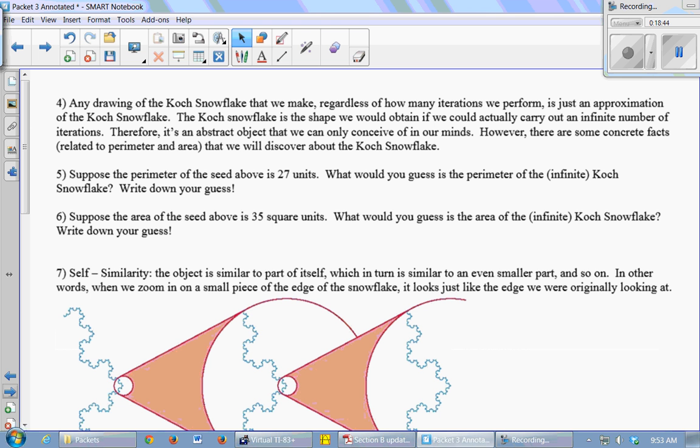I said we're going to do that process forever. Is that going to lead to an infinite perimeter? Maybe? Yes? No? The world may never know. We can never finish drawing it.